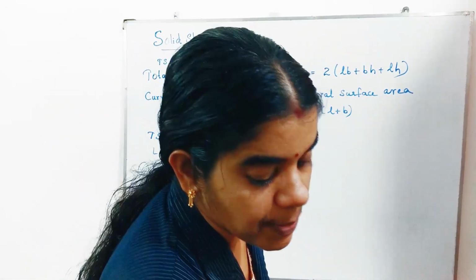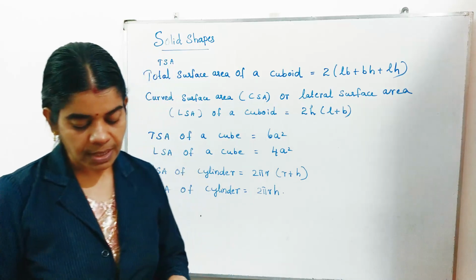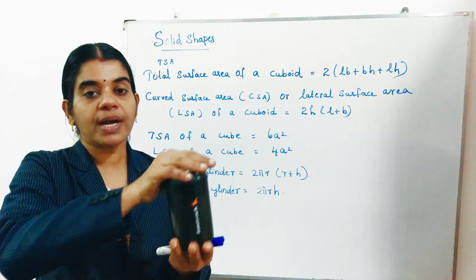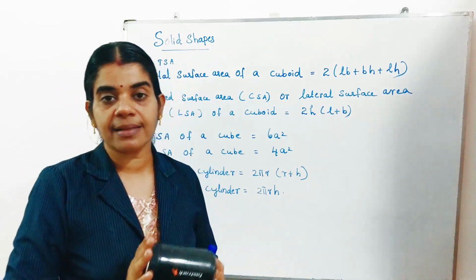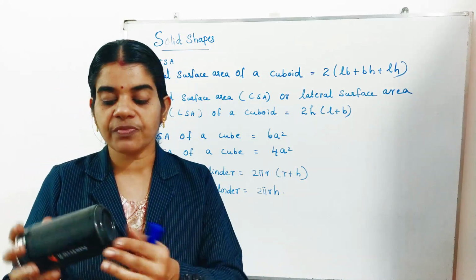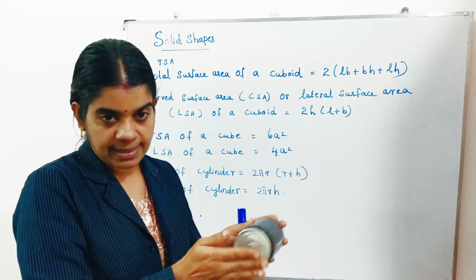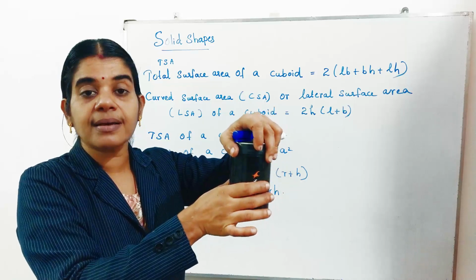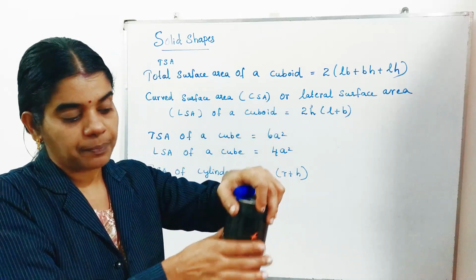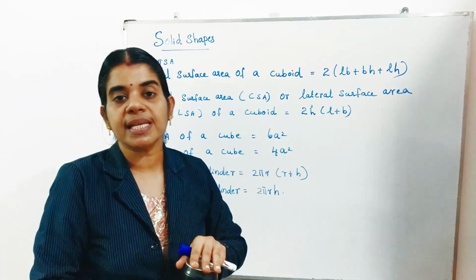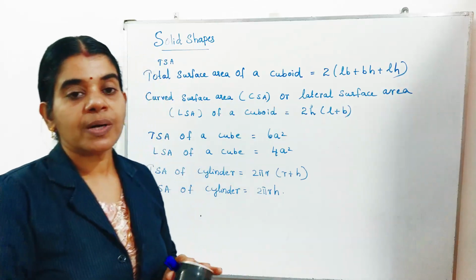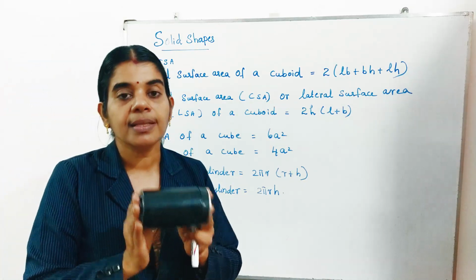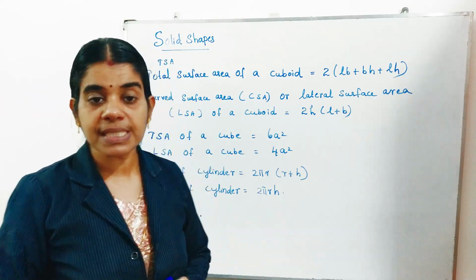Next we are discussing the cylindrical shape. This is the cylindrical shape. How many faces does a cylinder have? This is one circular face, here also one circular face, and this is the other part. This part is the curved surface of the cylinder. The pipe-like part is known as the curved surface area. Total surface area means curved surface area plus these 2 faces' area. That will be the total surface area of the cylinder.